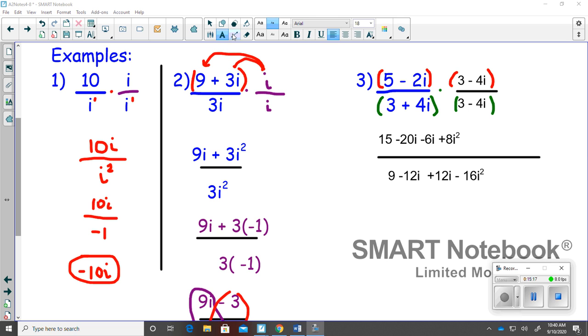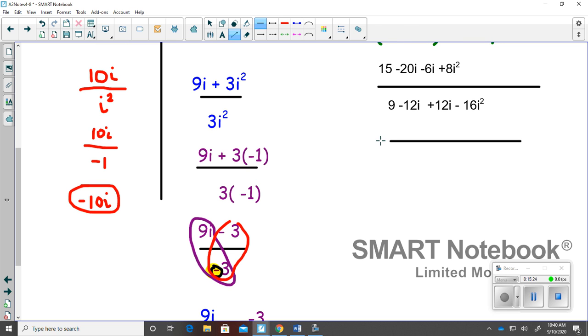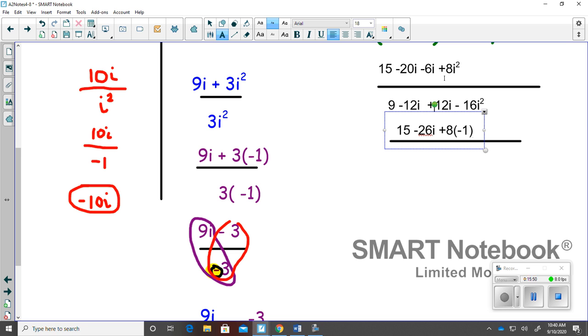Okay, in the numerator, we need to simplify. So we're going to end up getting a 15, we'll drop that down, 15. In the middle, these two terms are like terms and they need to be combined. Negative 20i minus 6i is negative 26i. The last term, I see a plus 8i squared, but instead of i squared, I'm changing it over to negative 1.